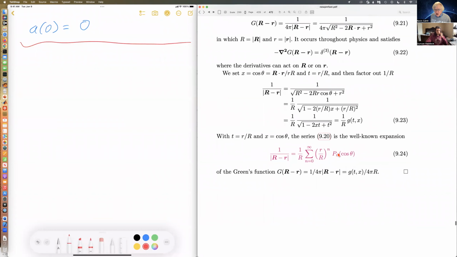Anyway, this Green's function is then a sum of the smaller r over the bigger R raised to the power n times the nth Legendre polynomial in cosine theta.